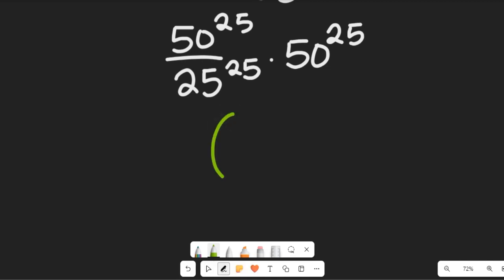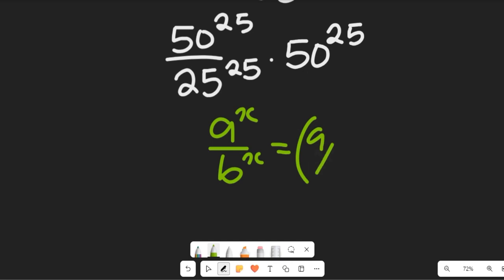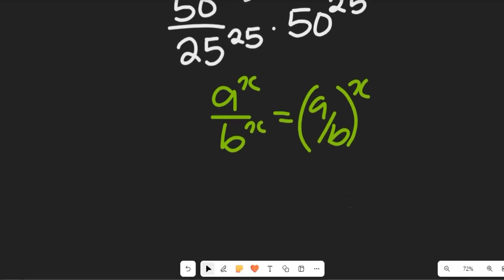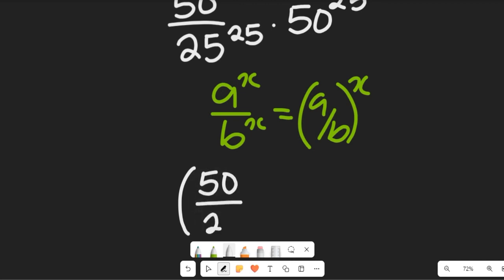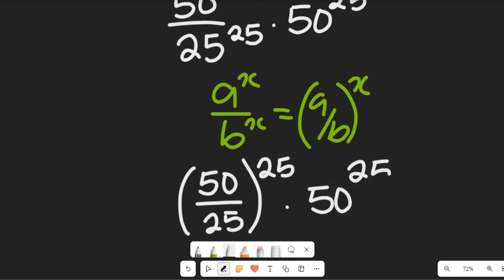If I have a to the power of x divided by b to the power of x, this can be equal to a divided by b, all to the power of x, because they have the same base. So if I apply that there, we will now have this become 50 divided by 25, all to the power of 25, multiplied by 50 to the power of 25.